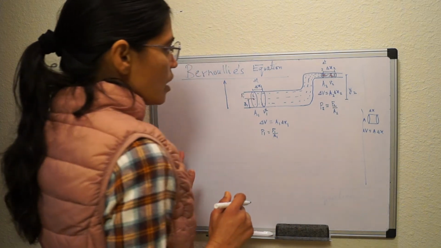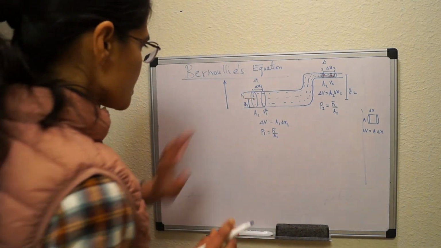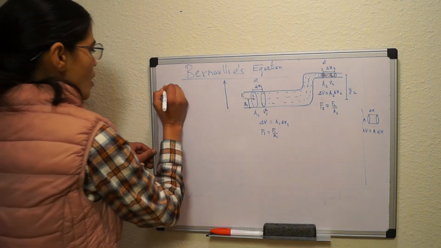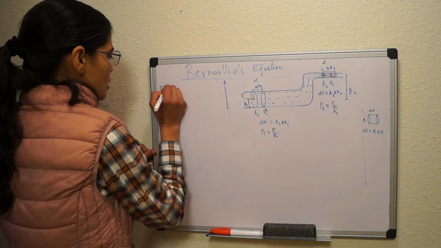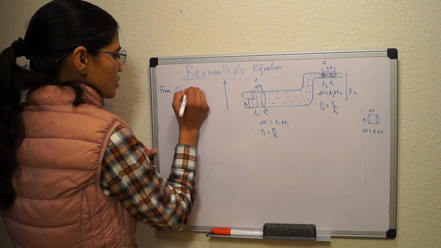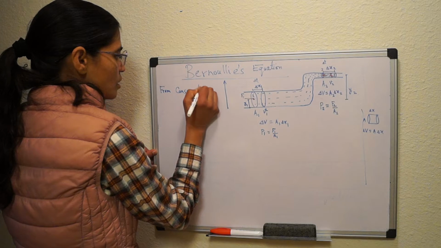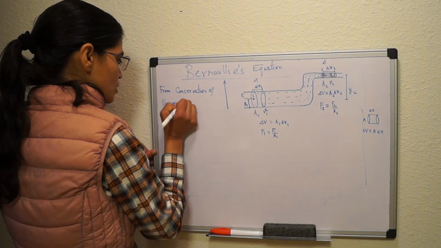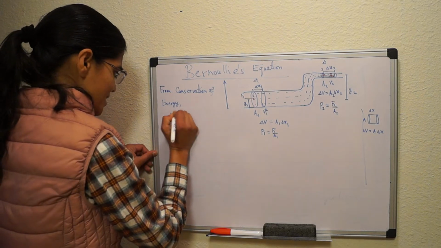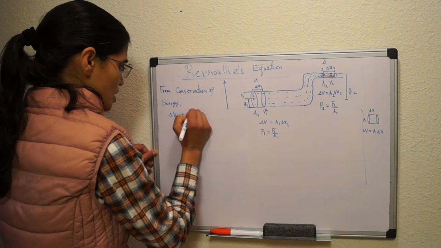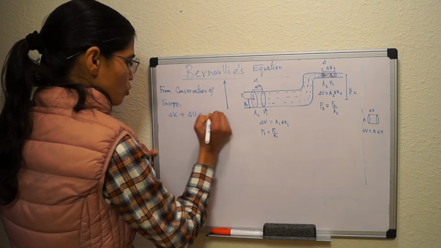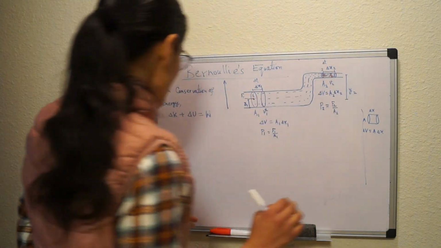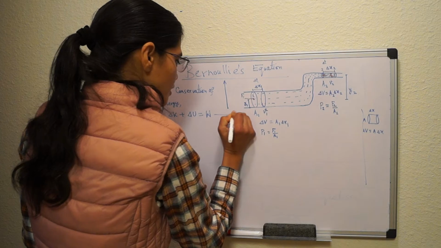Alright guys. Okay, so now we have finished labeling. Now the next step is to apply conservation of energy. So from conservation of energy, we can write change in kinetic energy delta K plus change in potential energy must be equal to work done on the system. Our system is the fluid inside this tube, okay? So let's call this equation 1.